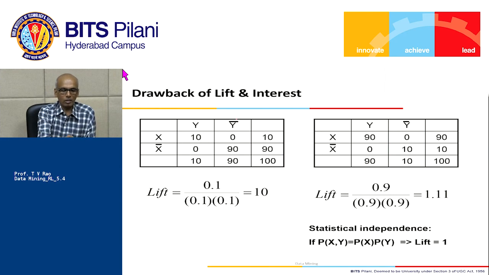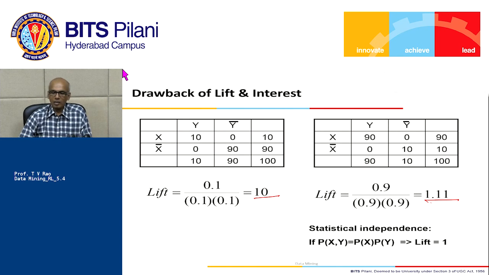So now we have this contingency table, and then we have another contingency table where there are 90 documents which have both X and Y, and there are 10 documents which have neither X nor Y. Now we want to find out which one has the higher lift. We see that in this case we are getting a lift of 10, while in this case we are getting a lift of 1.11.